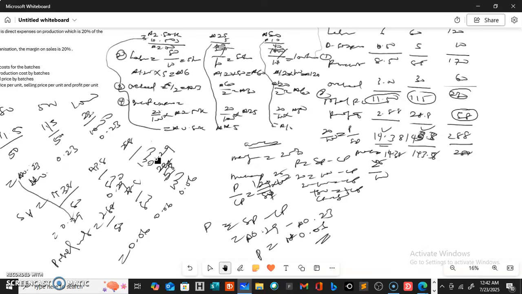So please learn how to convert from markup to margin and from margin to markup.